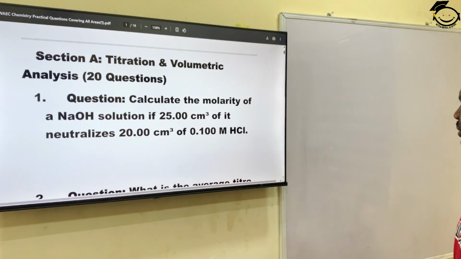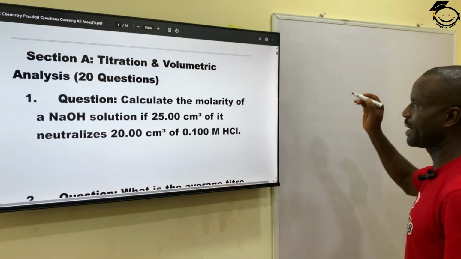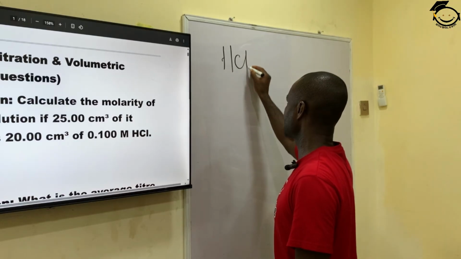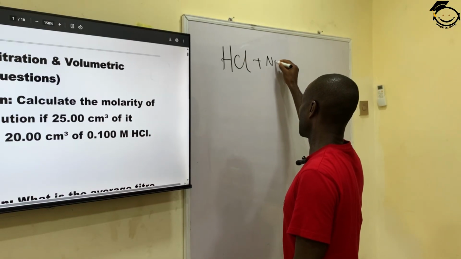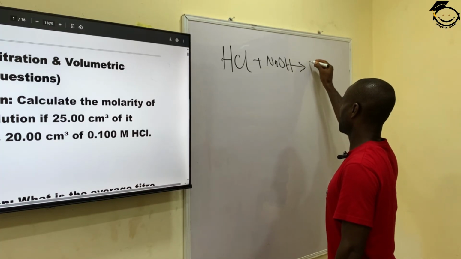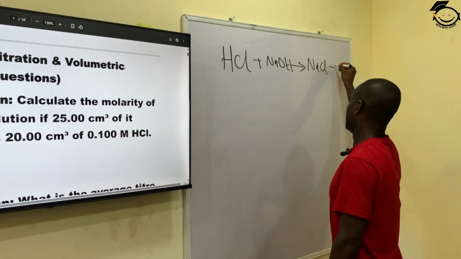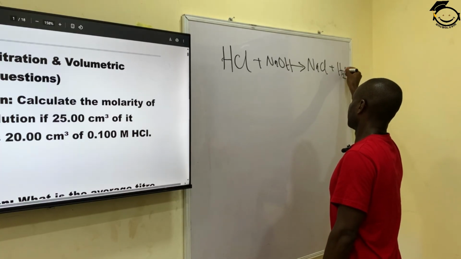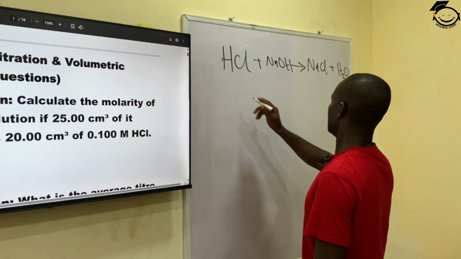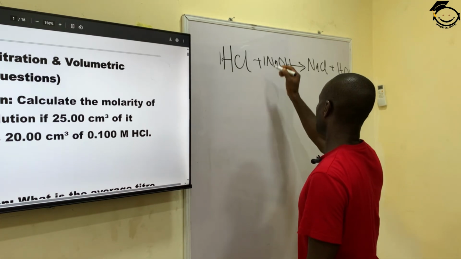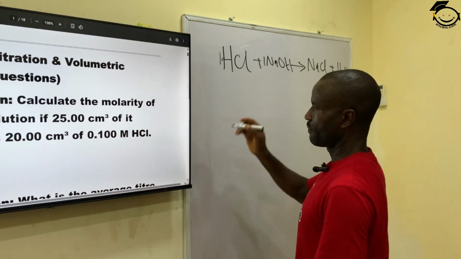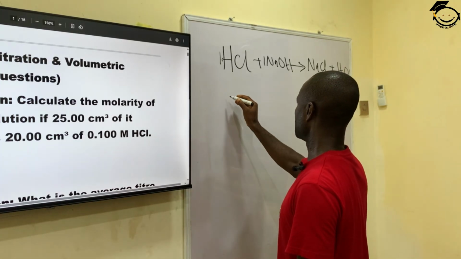So from this calculation, we have to start by balancing the equation. We have HCl, which is the acid, reacting with sodium hydroxide, which is the base, to give you a neutralization reaction, which is salt and water, NaCl and water. So balancing the equation, we have ratio acid to base, ratio 1:1. So if you balance the equation, it becomes this way. So from this, we have our molar ratio, which is 1:1.